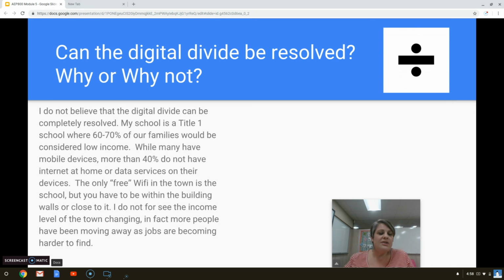Can the digital divide be resolved? I think the digital divide is always going to be there. Because we're always going to have low income. We're always going to have those places where technology is not going to reach. I know for my school, anywhere between 60 and 70% of our students are considered to be low income, while a lot of them might have cell phones or some small forms of technology. Probably more than 40% do not have Wi-Fi at home. Also, being a small town of about 500 people, the only access to free Wi-Fi is the school. And if you're not inside the school building, you have to be right up outside the school wall.